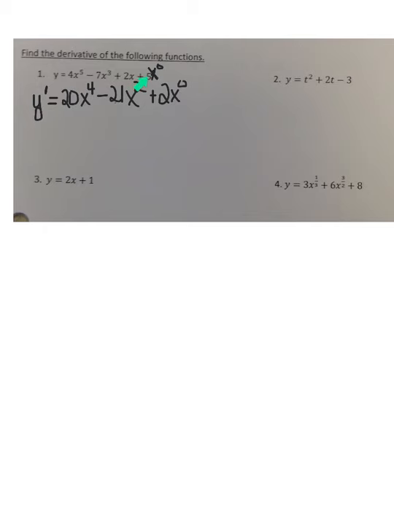So let me just make a blanket statement. This originally was a 5. Any constant's derivative disappears. So this will just disappear. I'm not even bothering to write it. Okay? It'll make more sense as we go through this. All right, so now let's just kind of tidy this up a little bit. So I've got y prime equals 20x to the 4th minus 21x squared. And then anything to the 0 power, remember, is 1. So that's really just 2 times 1, which is 2.